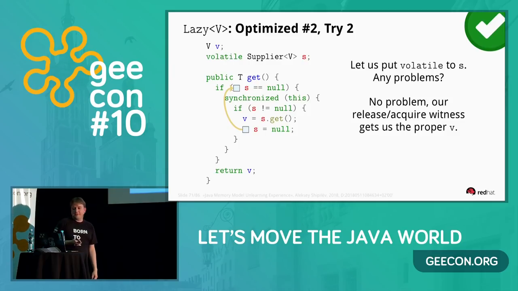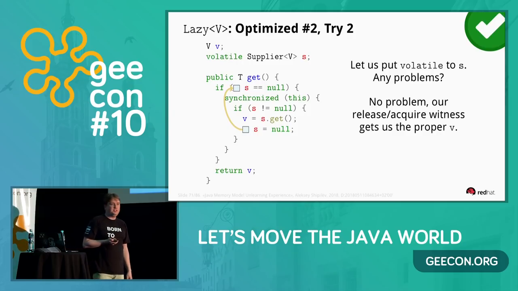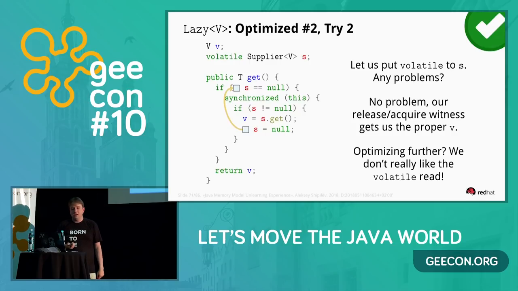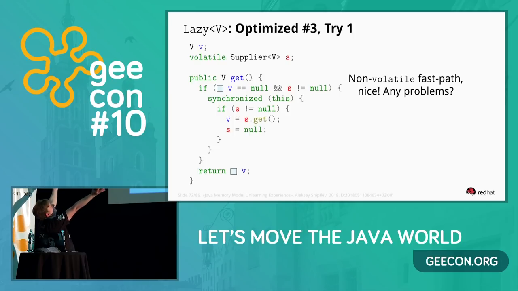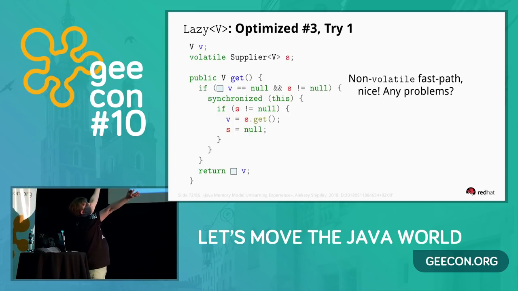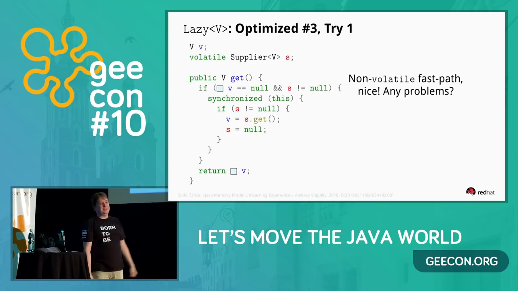All right, but then you say to yourself, hey, volatiles are so costly, so maybe we can avoid this. I don't really like this volatile read. And you will think to yourself, why don't we just check if V is null? If it's not, then we can probably return it right away. And if it is, then we have to do this path here. So basically, check V for null. If it isn't null, it's already there. You can return it. No problem there, right?